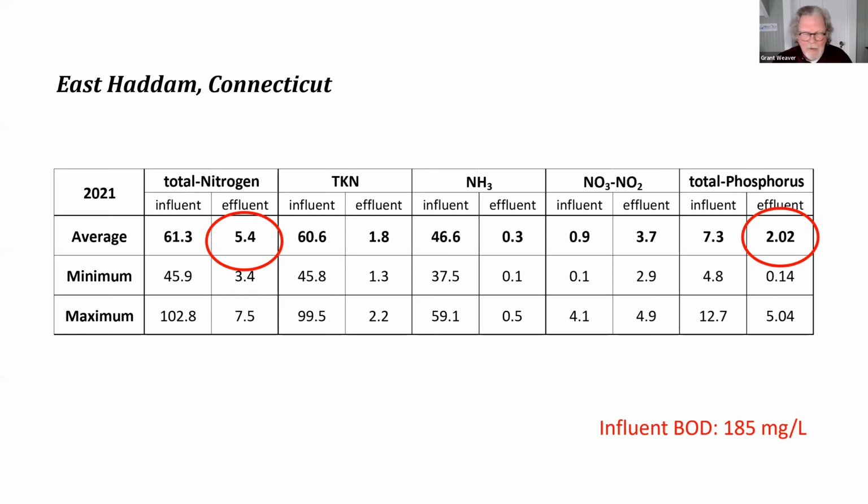Influent BOD is kind of moderate, which is kind of surprising, frankly, because this is a grinder pump collection system. Every one of the 100 housing units and businesses are served by a grinder pump. So there's no real chance for infiltration or inflow.